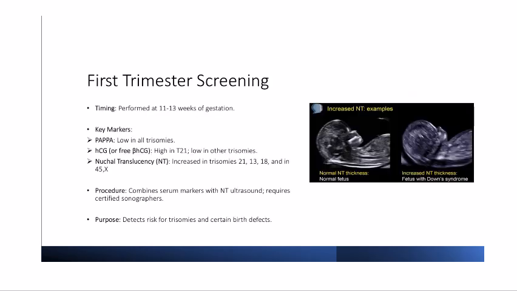First trimester screening, performed between 11 and 13 weeks, combines serum markers like PAPP-A and HCG with nuchal translucency ultrasound. These markers provide insights into trisomy risk, including for trisomy 21, 13, and 18, as well as 45,X. This combination of markers and ultrasound is a strong early predictor for chromosomal abnormalities and certain birth defects.